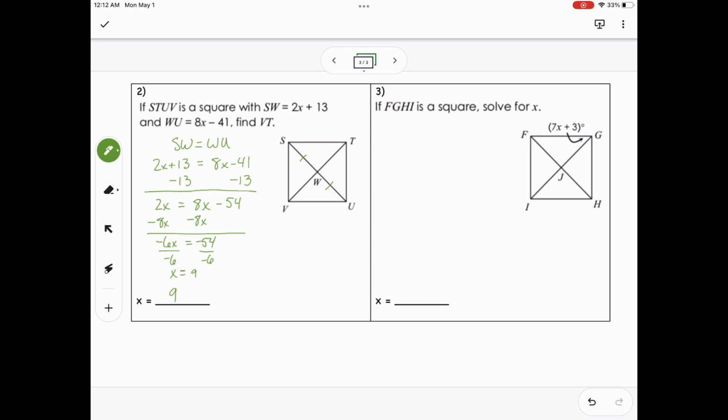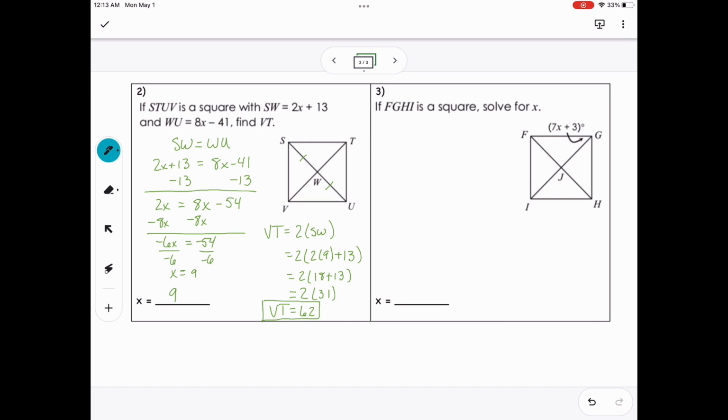And then from there, we want to find VT. We do know what SW is with the x value, and VT is double the line segment SW. So plugging in 2x plus 13 for SW, and plugging in 9 for x, we're able to simplify this expression so that we can find VT of 62.